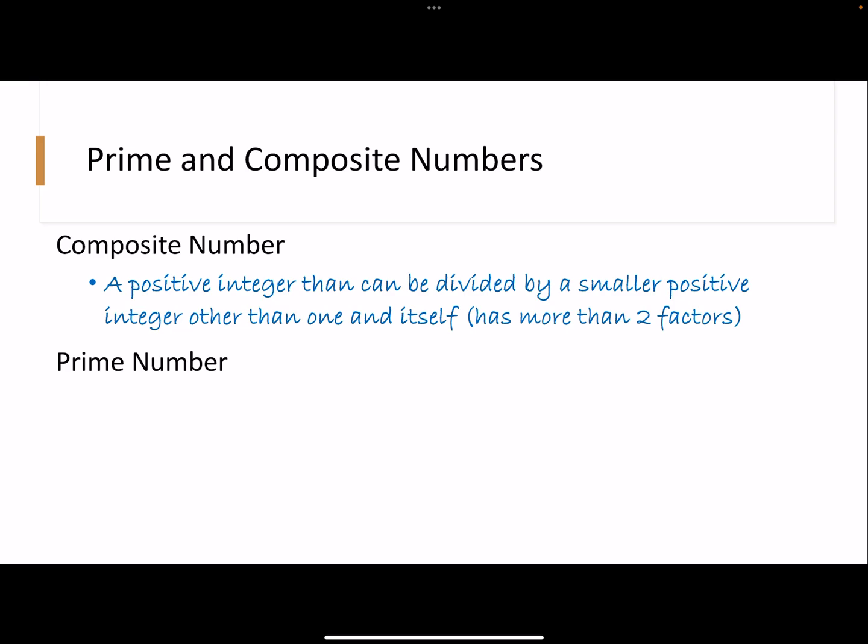We're going to go through the lesson today, and we're going to talk about different ways that we can determine if a number is a composite number.